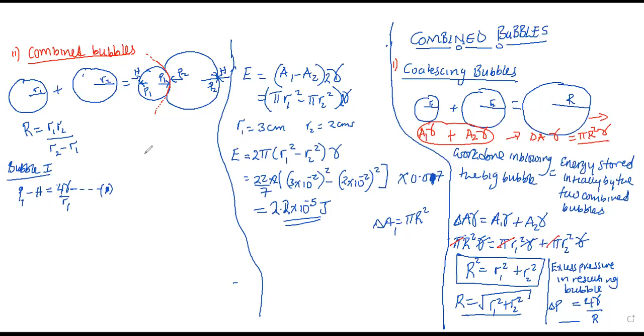When you come to bubble 2, bubble 2 has this interface right here. This one. At that interface, pressure P2 is greater than pressure outside. So the change in pressure will be P2 minus H is equal to 4 gamma over R2.